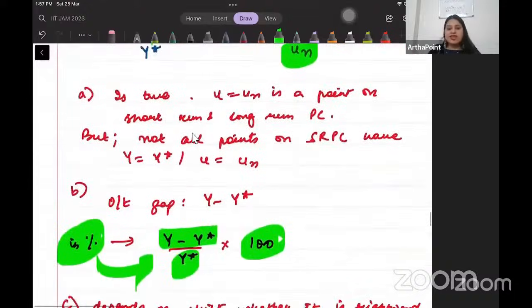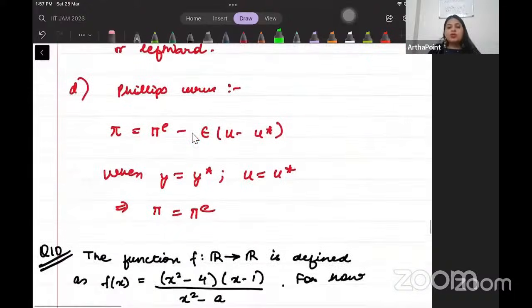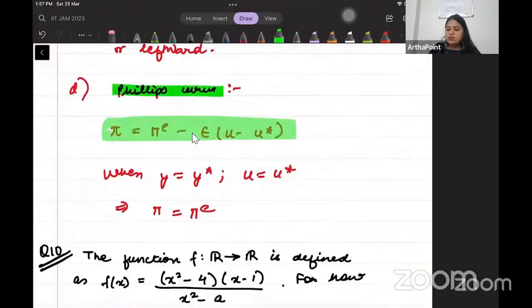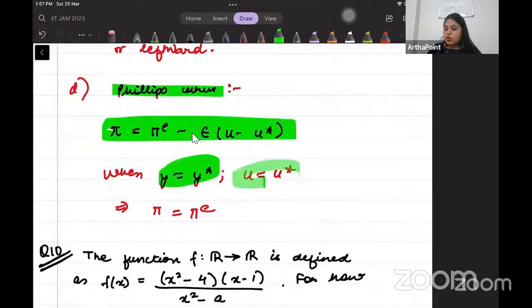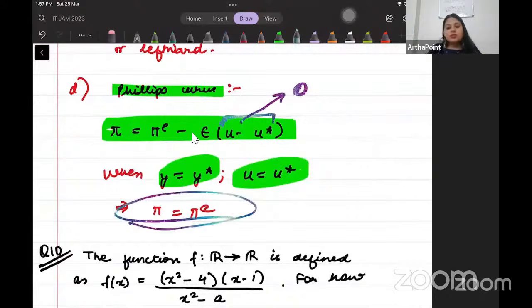And the last says, when output gap is 0, inflation is steady. This is correct. Let's have a look here. So what you can do is write the equation of the Phillips curve, which is this. Now, output gap 0 means Y is equal to Y star. If Y is equal to Y star, U will be equal to U star. If U is equal to U star, this term will be 0. If this is 0, pi will be equal to pi expected. So I will have a stable inflation.